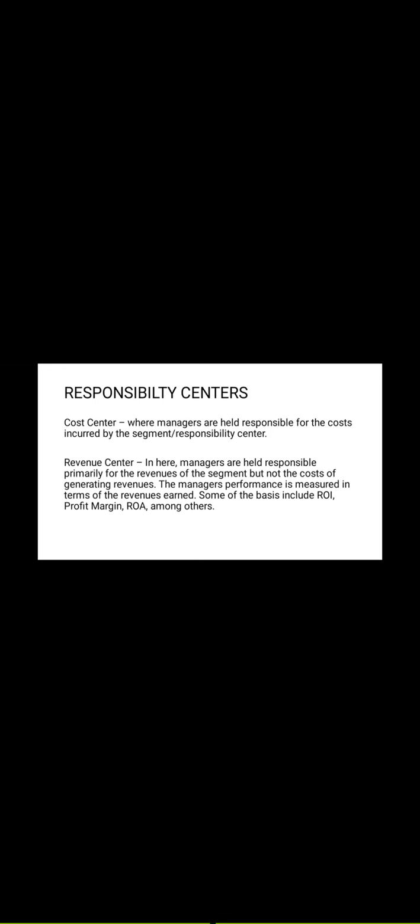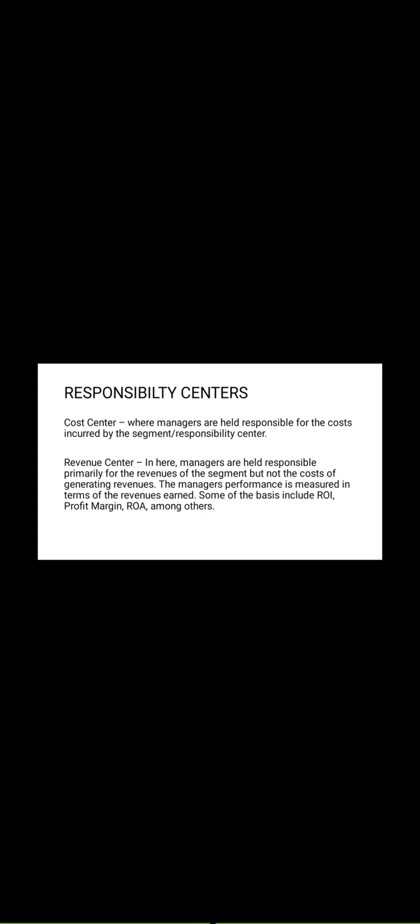Talking about responsibility centers, we have four different responsibility centers. We have the cost center, the revenue center, the profit center, and the investment center. Let's discuss first the cost center. Cost centers are centers where managers are held responsible for the cost incurred by the segment or by the responsibility center.